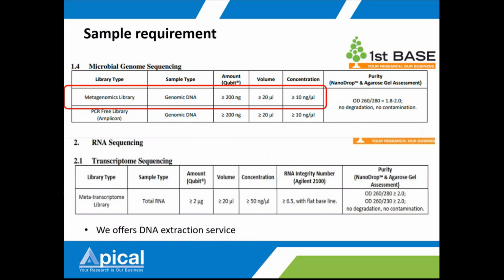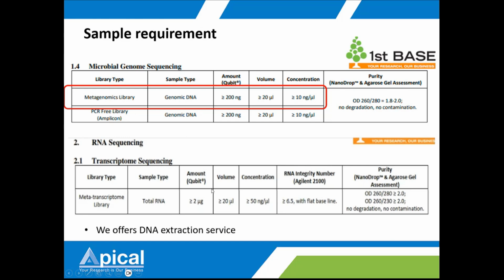For the metatranscriptome, we need total RNA, about 2 microgram of sample. The reason we need such a huge amount of RNA is that we need to do ribosomal depletion, which really requires a high amount of RNA sample.